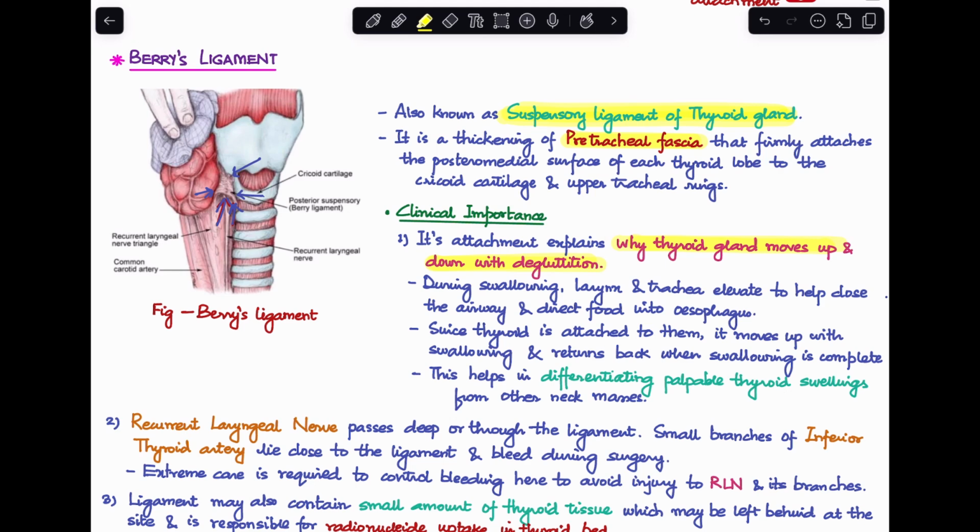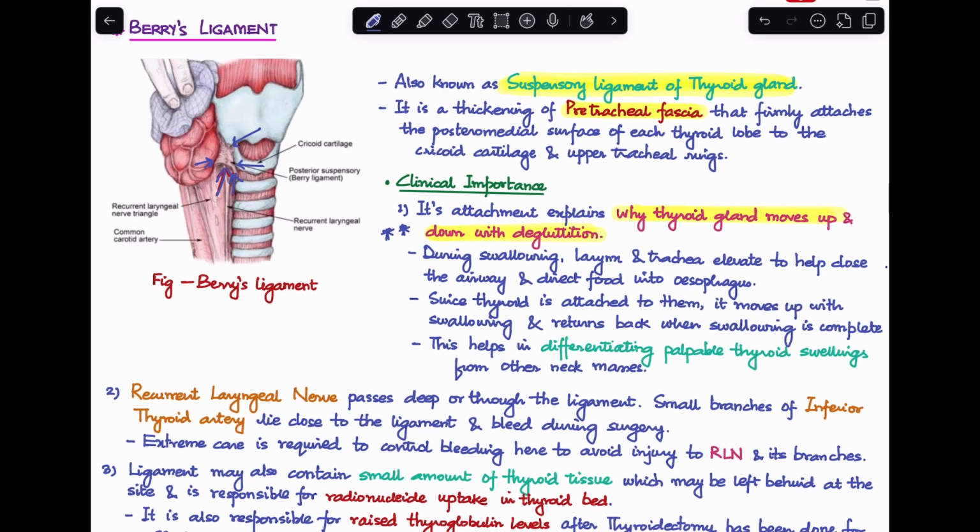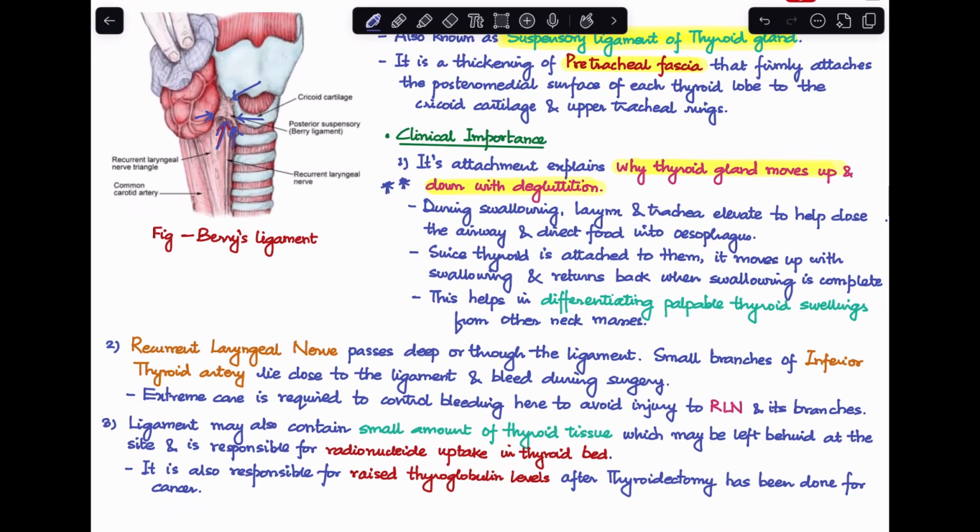So when we swallow, the larynx and trachea elevate to help close the airway and direct the food into the esophagus. Because the thyroid is attached to them by Berry's ligament, it will also move up with the swallowing. And as soon as the swallowing is complete, it will return back to its position. So this is a very, very important feature which helps you in understanding why the thyroid gland moves up and down with deglutition and why any neck mass which is arising from the thyroid gland will move up and down with deglutition.